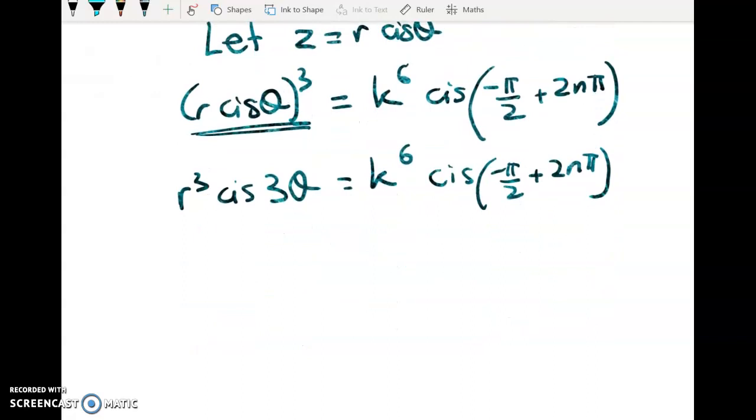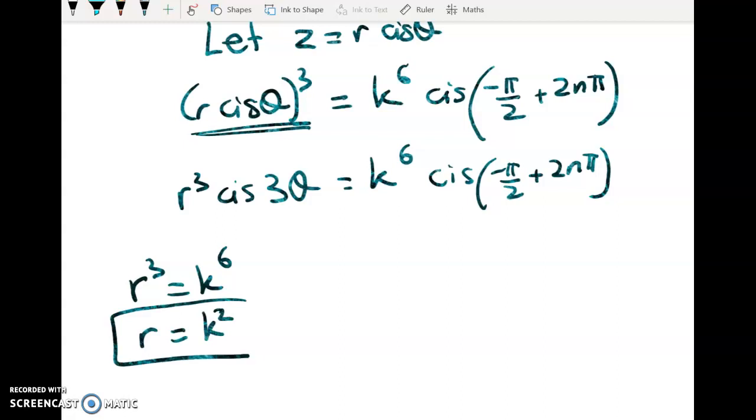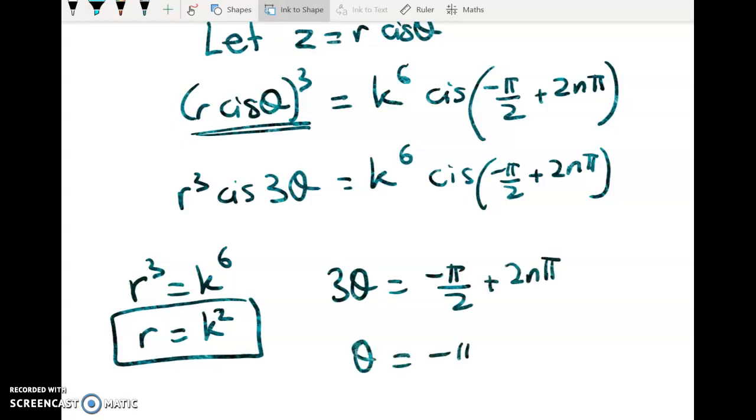Now all I have left to do is to match everything up. So r cubed is equal to k to the power of 6, which means that r must equal k squared. So that's the first part done. And now I have to figure out what theta is. Well, we know that 3 theta is equal to negative pi on 2 plus 2n pi. So theta is equal to negative pi on 6 plus 2n pi on 3.